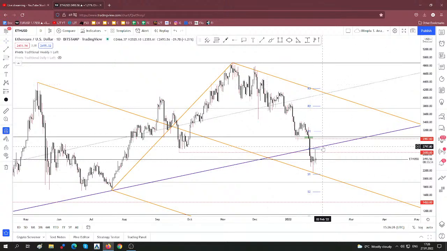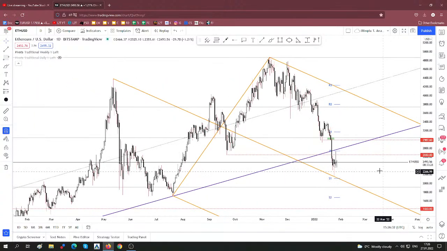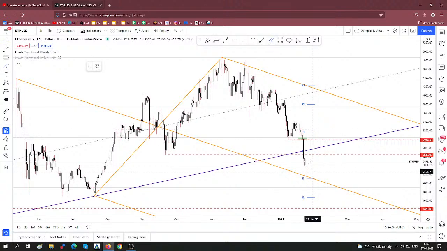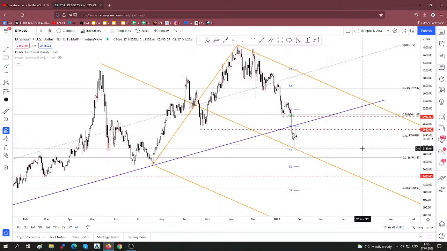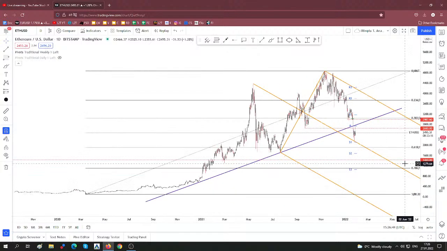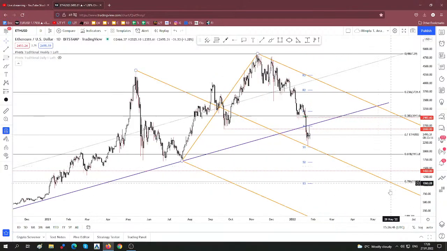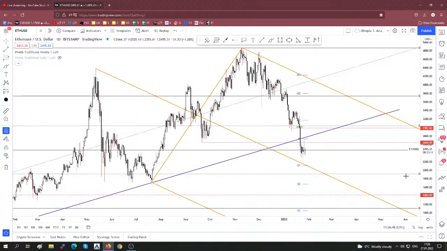Breakdown below the uptrend line. It has failed here to test retest it, but personally I want to see something like a test retest here of the broken uptrend line before dropping deeper, extending its major correction in Ethereum. So yeah, amazing and massive drop, correction, retreat here on Ethereum, guys.